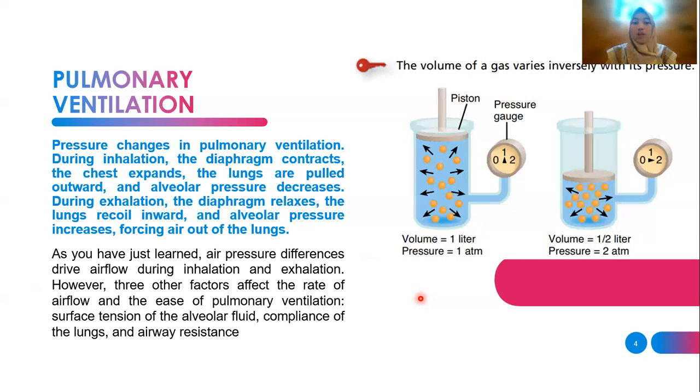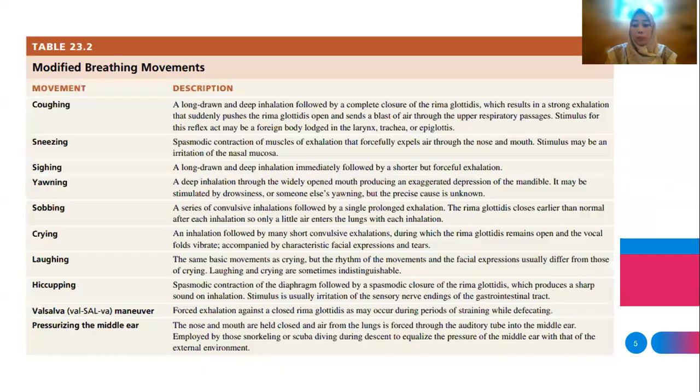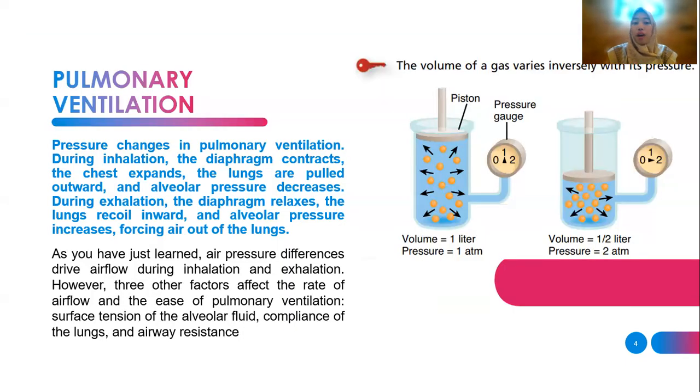However, 3 other factors affect the rate of airflow and the ease of pulmonary ventilation: surface tension of the alveolar fluid, compliance of the lungs, and airway resistance.